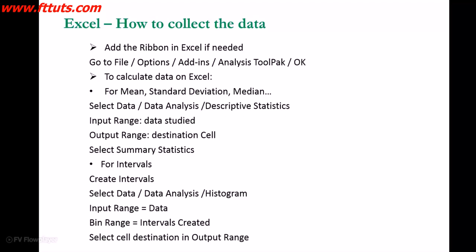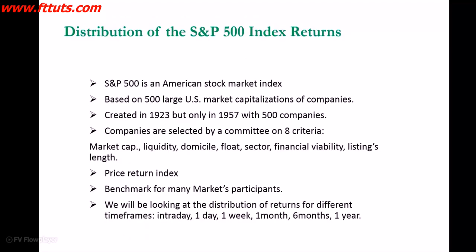The input range will be the data studied. The output range will be the destination cell. And then you need to select summary statistics. To put in place intervals on Excel, first you need to create the intervals. Let's say from 0 to 1%, from 1 to 2%, 2 to 3%. Then you need to select your data, Data Analysis, Histogram. Your input range will be the data. The bin range will be the intervals that you created, and you need to select the cell destination in output range.